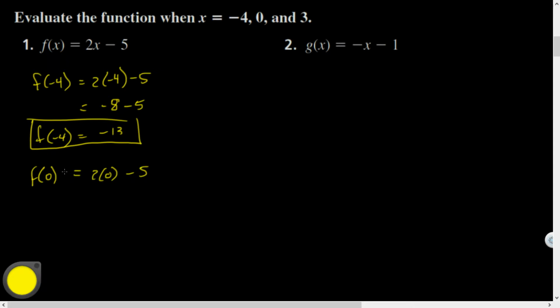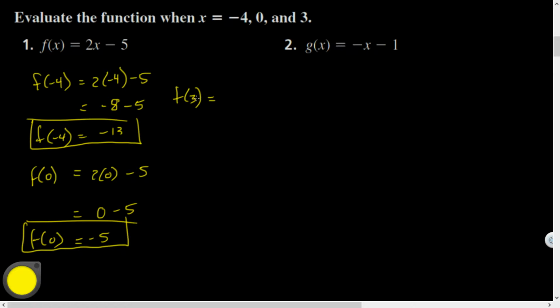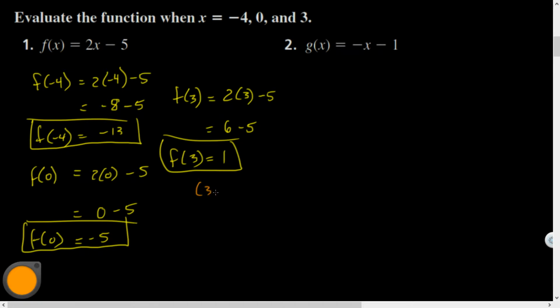Let's see, f of 0 means I'm replacing x with 0, right? The input is 0. So 2 times 0 is 0. 0 minus 5 is negative 5. So I get f of 0 is equal to negative 5. And let's do one last one. Let's do f of 3. That just means you're plugging 3 in as the input. F of 3 represents the output. So 3 is the input, f of 3 is the output, and the output is found by evaluating the function when I plug in the input. It's weird getting used to writing it this way, but I assure you, you'll do fine. 6 minus 5 is 1. So f of 3 is equal to 1. If I wanted to think about that as an ordered pair, that is the same as 3 comma 1. My output is 1. The y is 1.